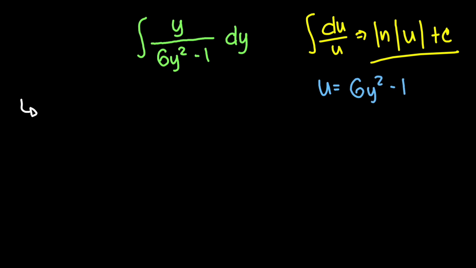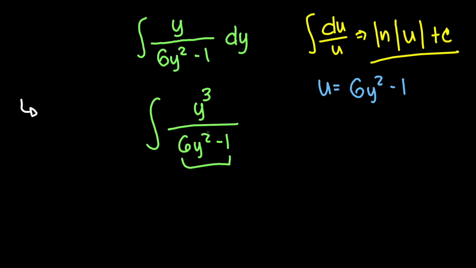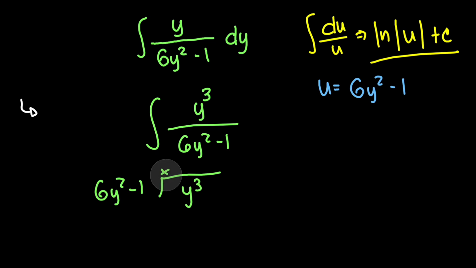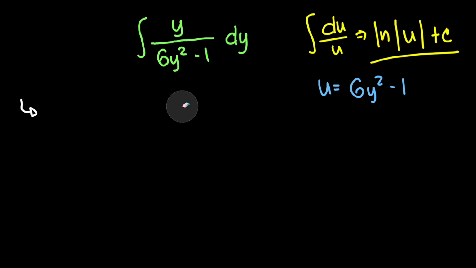But just in case you encounter a problem where the numerator has a higher power of exponent, such as the integral of y to the power of 3, what you must do here is divide y cubed by 6y squared minus 1. This is what you will do in that case. But since our exponent power is higher in the denominator, we will use u substitution.